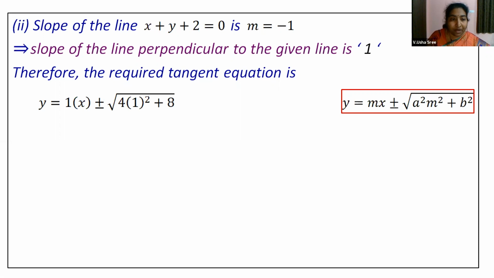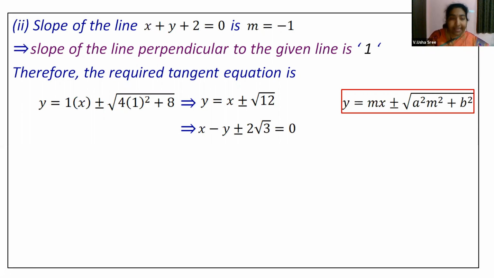Got it, children? This is 12 under root. Root 12 is nothing but 2 root 3. Therefore, we can write it as y is equal to x plus or minus root 12, or you can write it as x minus y plus or minus 2 root 3 is equal to 0.